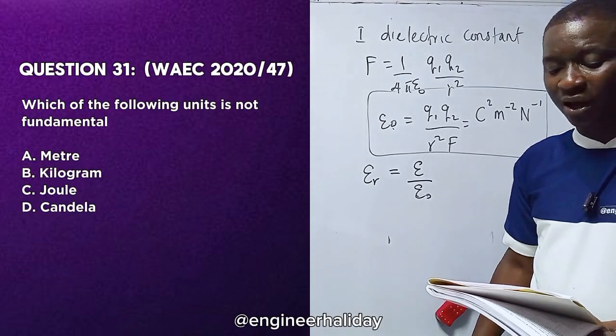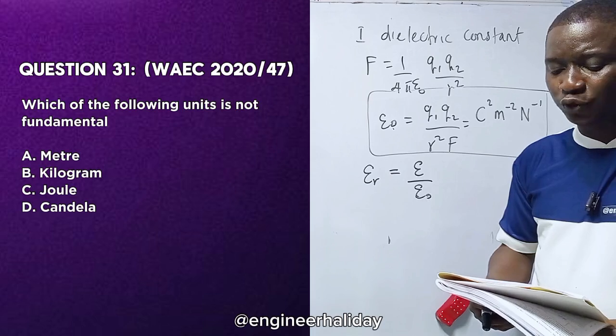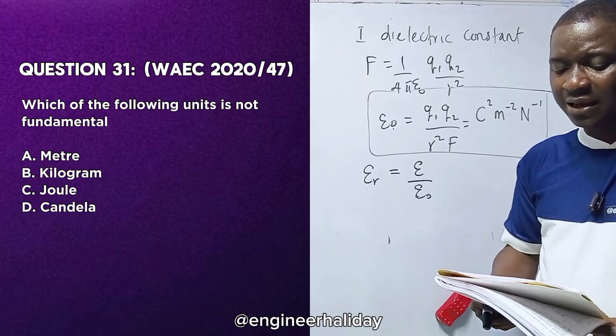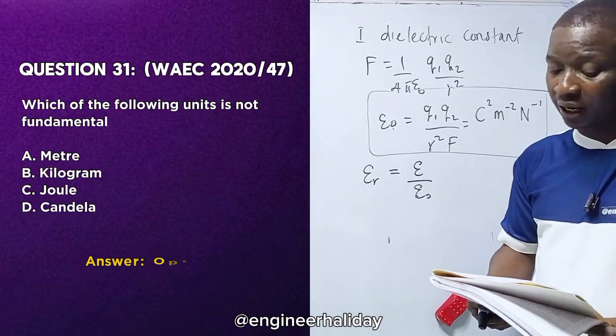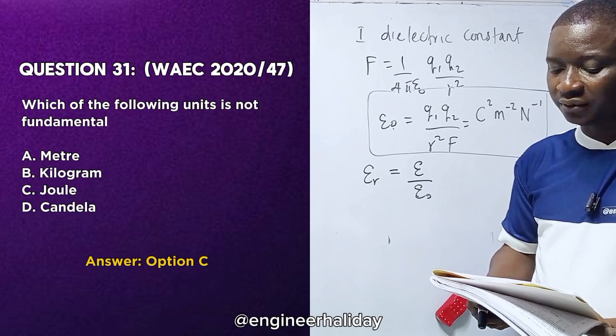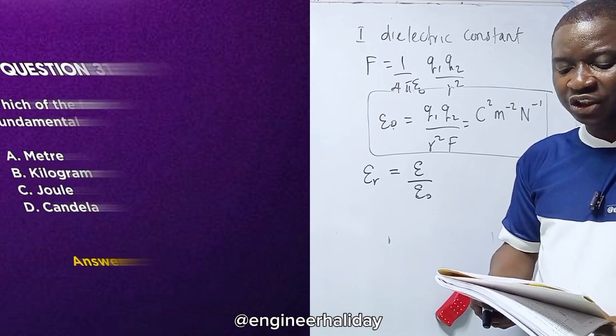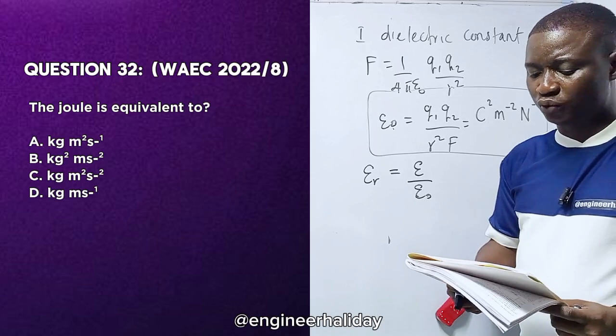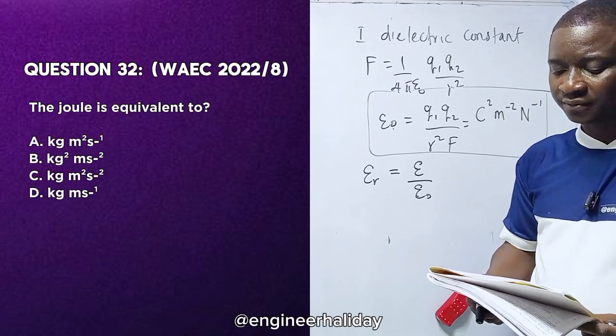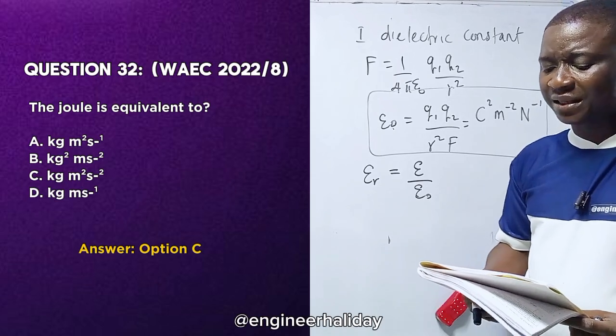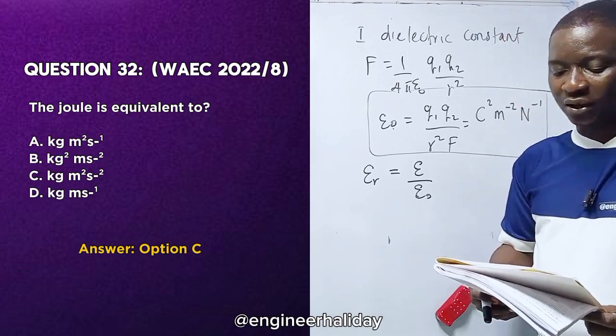Number 31, which of the following units is not fundamental? A, meter. B, second. B, kilogram. C, joules. D, candela. Joules is the answer, which is not a fundamental unit. Joules is equivalent to kilogram meter square per second square.